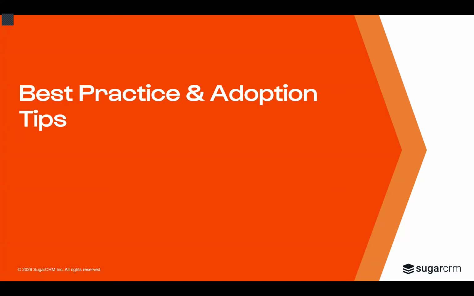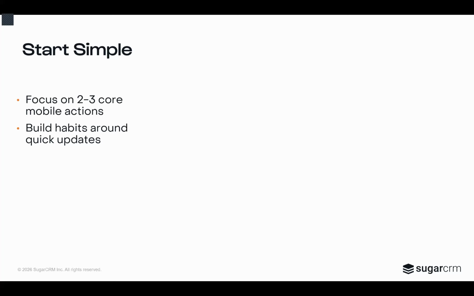Okay, good question. So just a few more best practices and adoption tips. This is for you and your team to start using Sugar. Start very simple. Say, in our sales meeting today, we're going to focus on adding 2 to 3 core mobile actions every day into the mobile app. Easy peasy, right? It should take less than 10 minutes for you to do that. Start building those habits around quick updates.